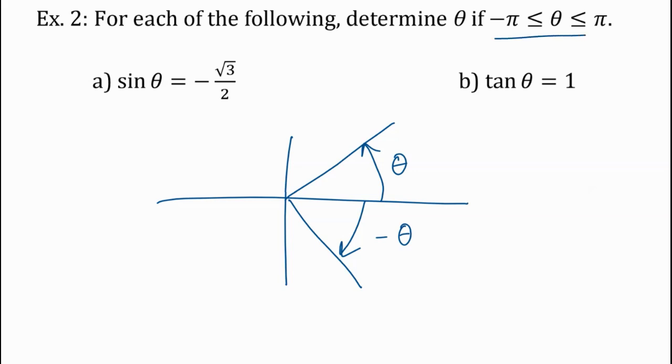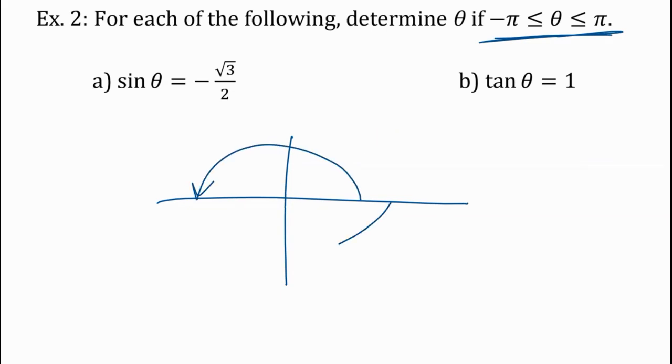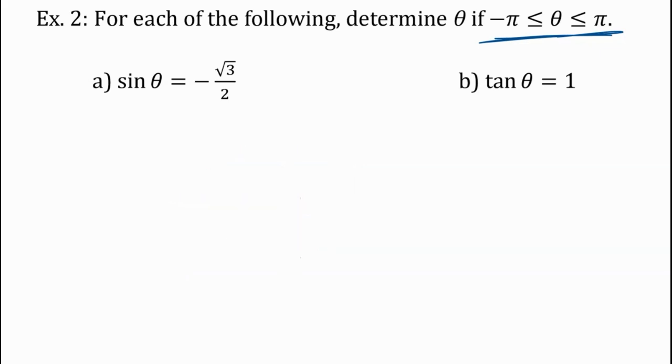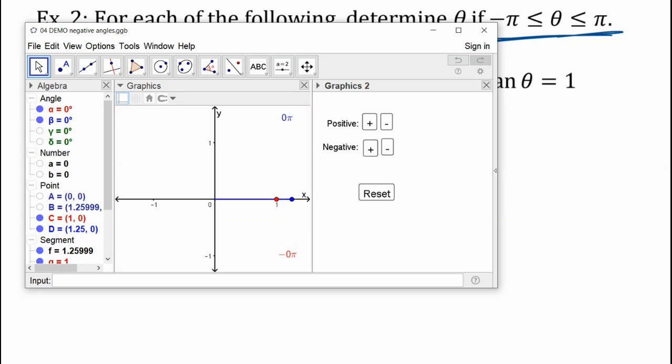So if this is my domain, I'm only allowed to go there or there. So I still have all four quadrants. But if I want to get to quadrant 3, for example, because tan is positive there, I have to go this direction. So I have to use a negative angle to get that way. And I have a little demo that might help.